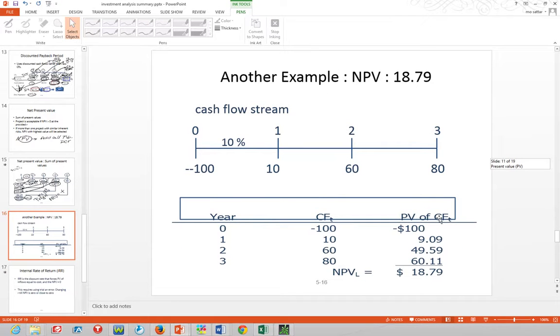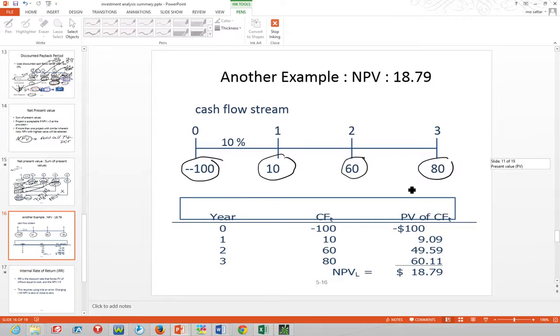Let's go back to the one that we did earlier, because that's the one I'm going to use. I'm going to do it again for the IRR, and I'm also going to show you how to do it on Excel. So again, we went back. Remember the one we did, we had a project that was minus 100, plus 10, plus 60, and plus 80.